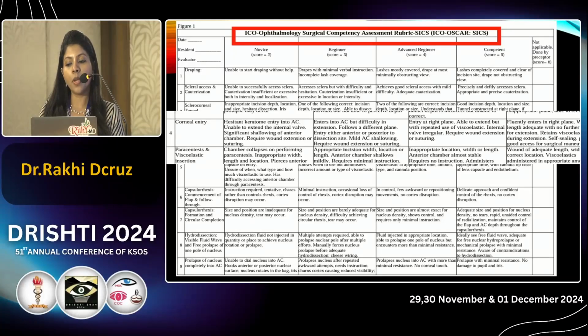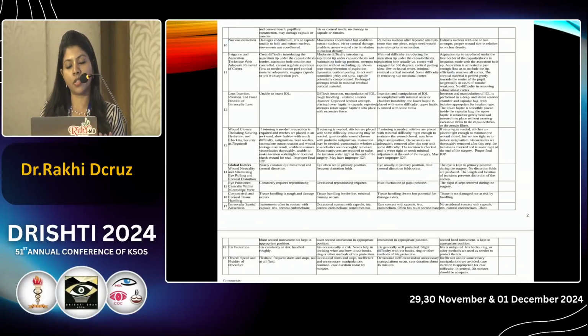And if you are competent, every step will be smooth. There will be a self-sealing good wound. That means you have become competent. So from this you will know what is expected from you at each and every step. You can grade yourself, or if you have got a trainer, that person can also help you to grade yourself. This is not only available for the steps, it is available for the global indices like the eye positioning by the surgeon, the iris protection, the overall speed and fluidity of the procedure.